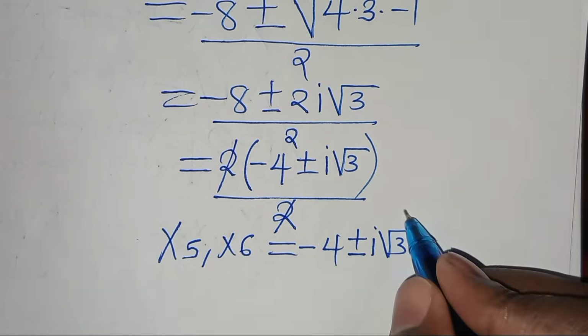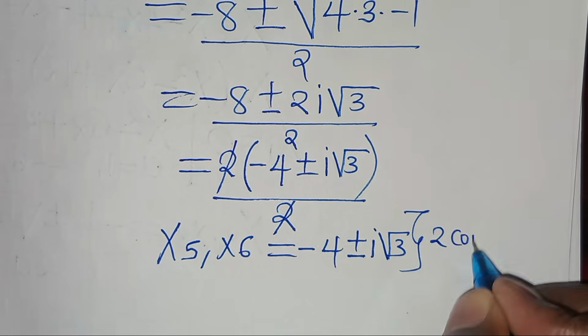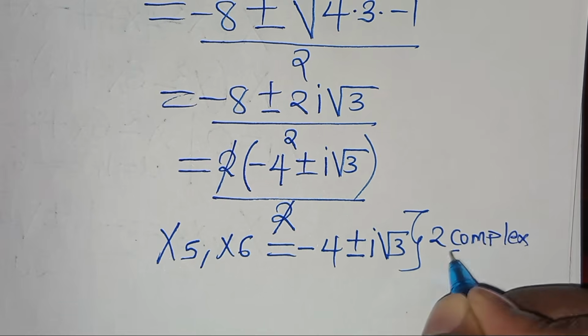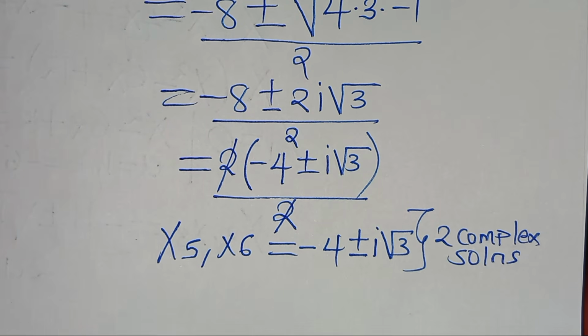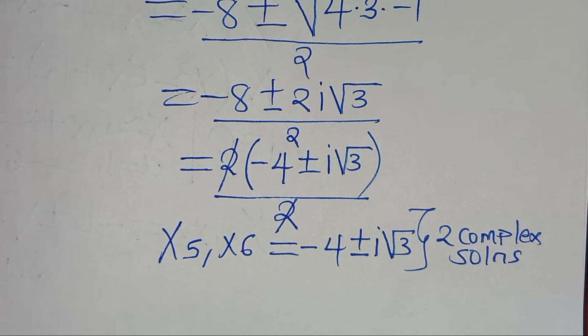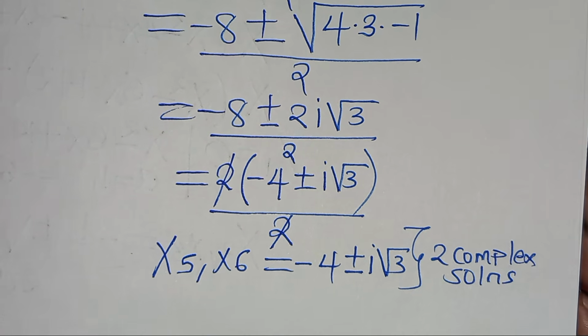Now, these are two complex solutions under case 2. So this means that we have 4 complex solutions and only 2 real solutions here.